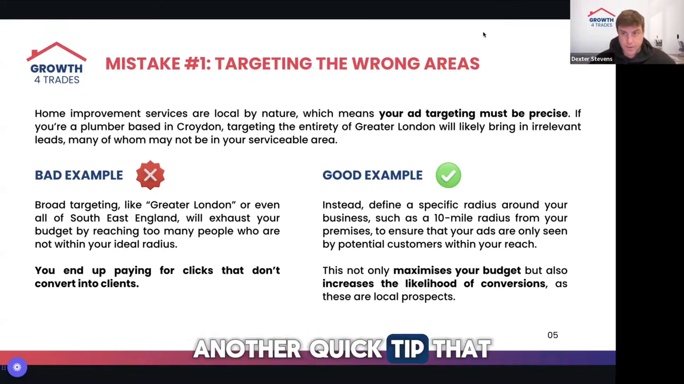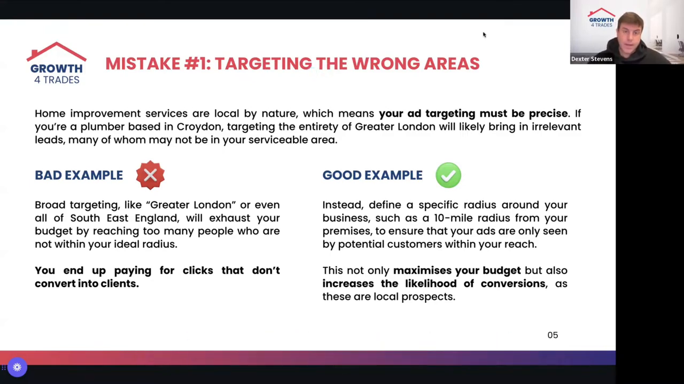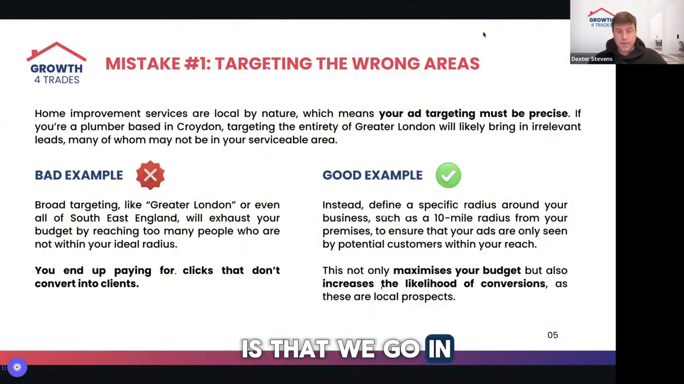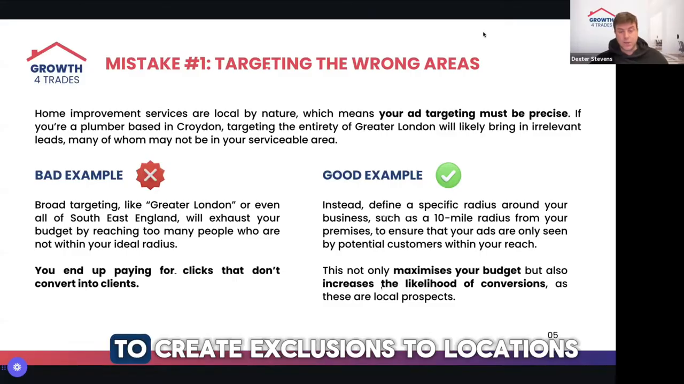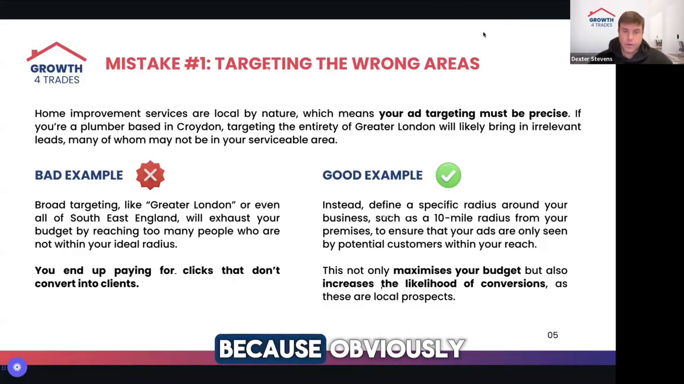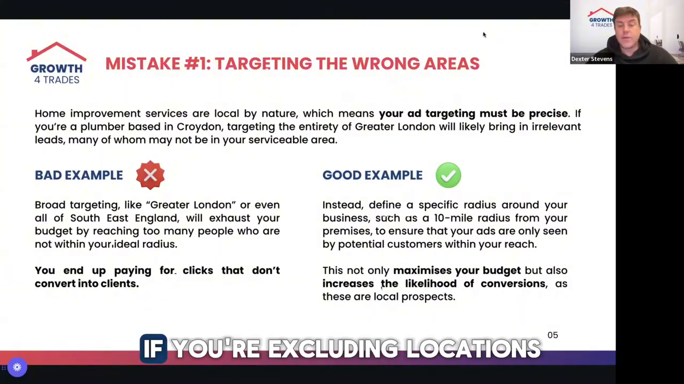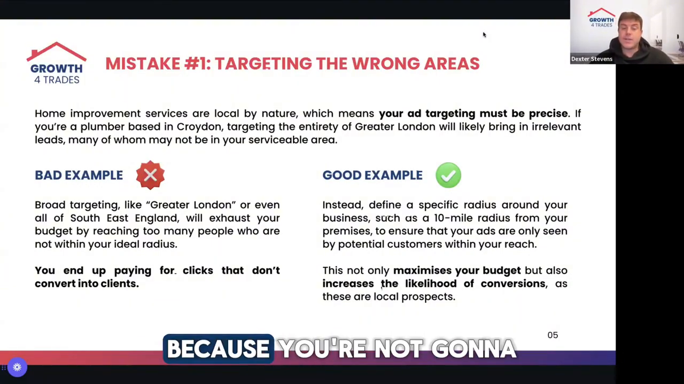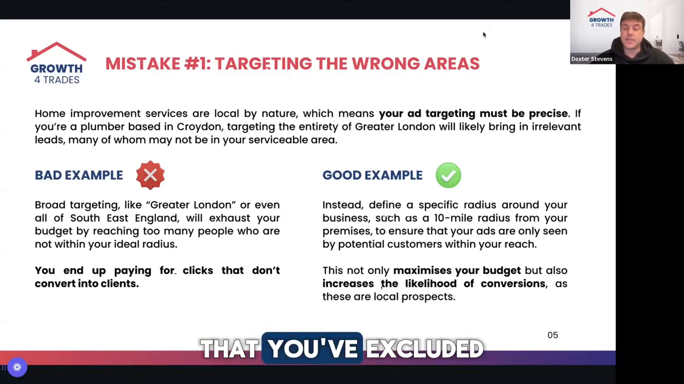Another quick tip that we actually do, and created a video for this on our LinkedIn this week, is that we go in and we use AI to create exclusions to locations, because if you're excluding locations as well, that's also going to support the ad campaign because you're not going to come up in those areas that you've excluded.